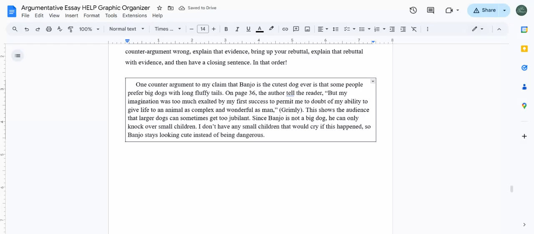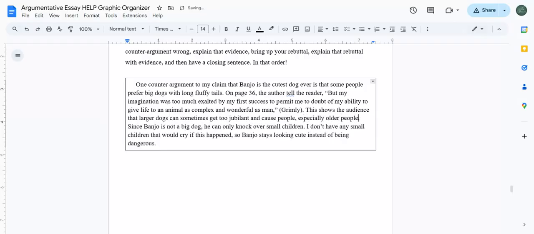I replaced excited with jubilant. Get too jubilant and cause people, especially older people, to stumble. Ooh, yeah. That's a good one.